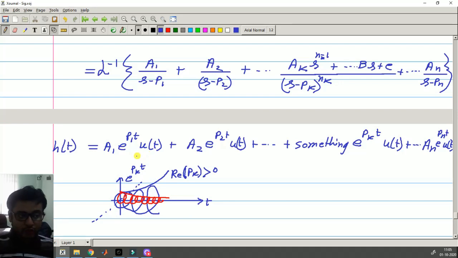So that means if all these terms have negative real part, mod h(t) is absolutely integrable and the system is BIBO stable. But if any of these terms have positive real part, then mod h(t) will not be absolutely integrable, so the system will be unstable.